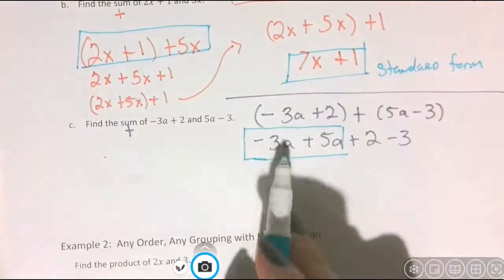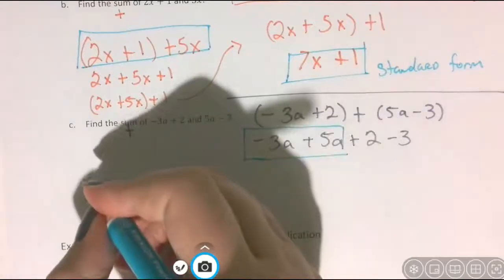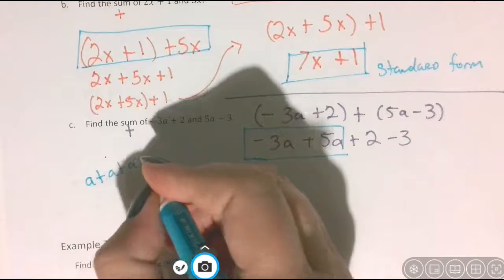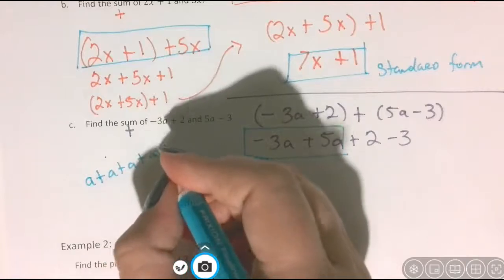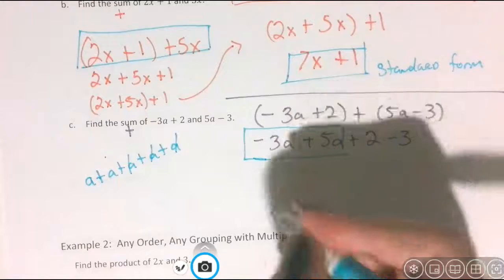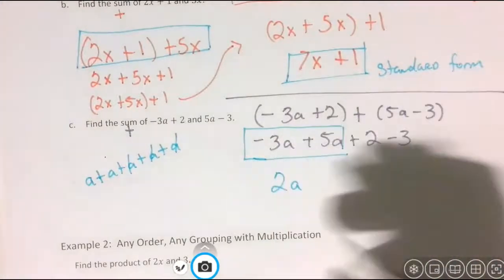So here I've got negative 3a and 5a. So if I wanted to expand it, I could go 5 a's, 2, 3, and then take away 3 of those. 1, 2, 3. That leaves me with 2 a's. 5 minus 3 is 2.